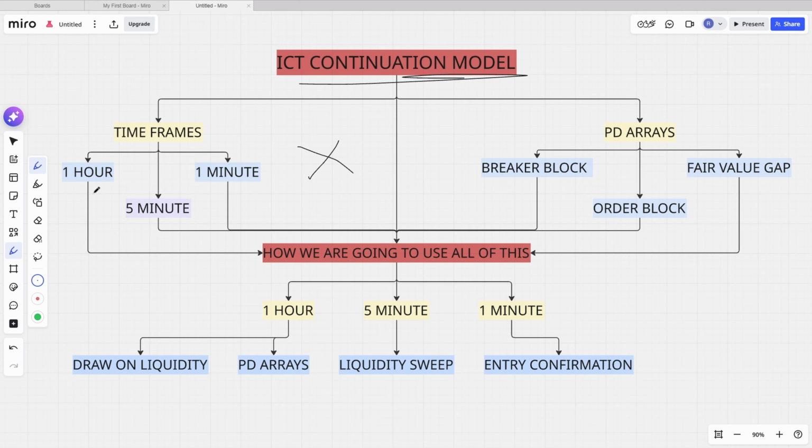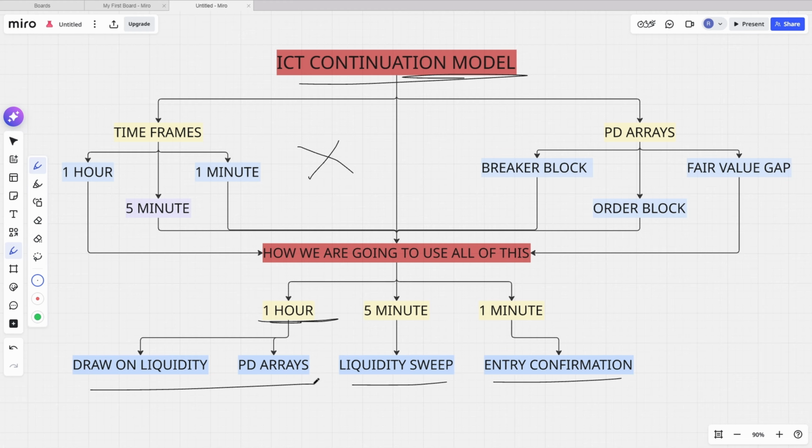Each time frame has a specific role. The 1-hour time frame is used strictly for higher time frame analysis and directional context. The 5-minute time frame is used for refinement and alignment. The 1-minute time frame is used for precise execution.